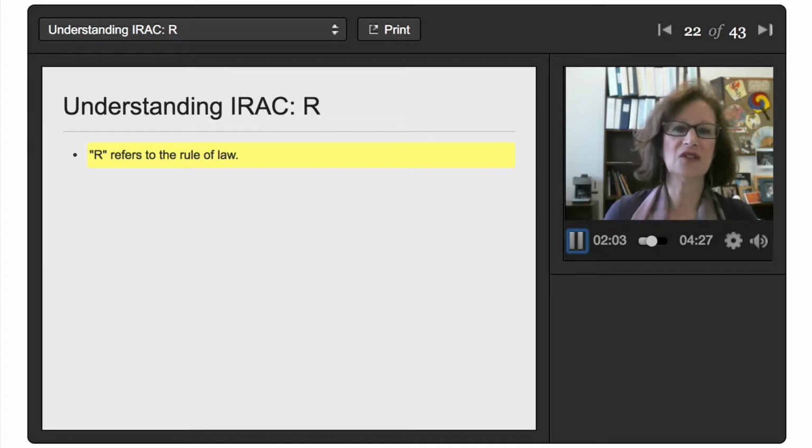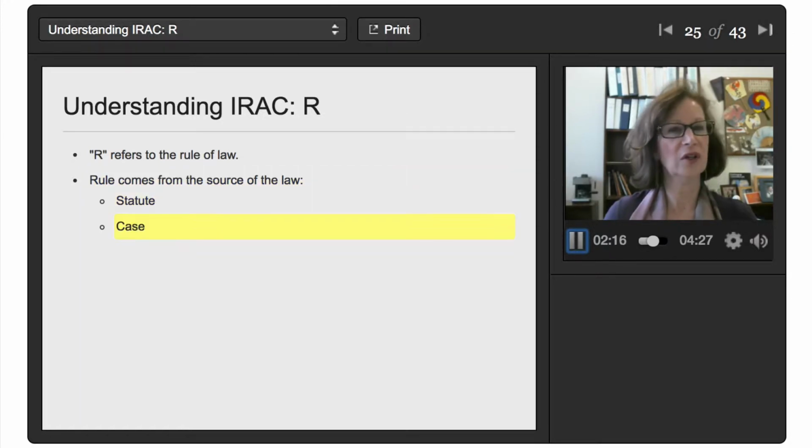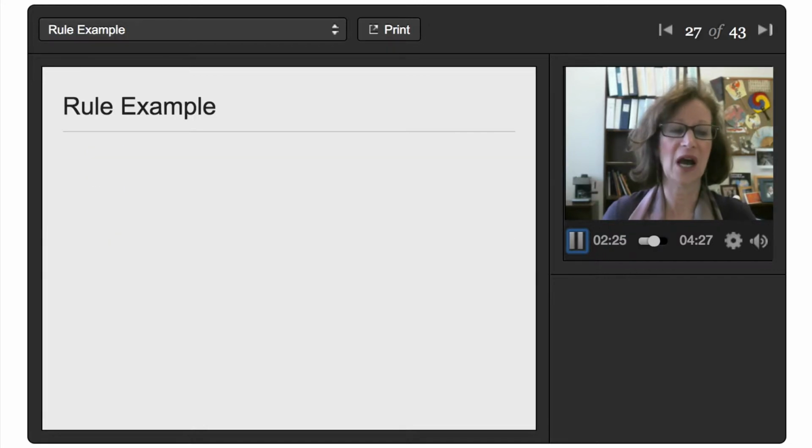The next part of this legal framework is the R, or the rule. And the rule stands for the rule of law. This will come from the source of law. And as you know from some of the other courses you've taken in this program, the source of a law could be a statute, it could be a case, or it could be a regulation. For our client, Dr. Hathaway, the source of the law is case law in Ohio.